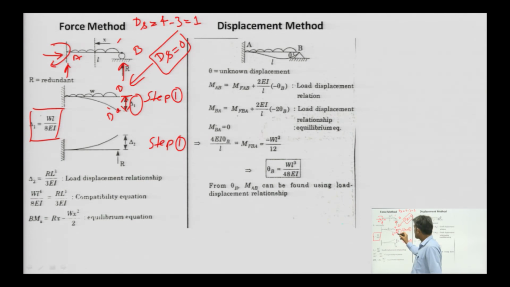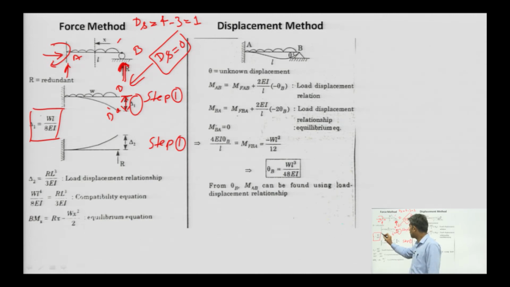If it is determinate, then everything we need to find, the displacement, the reaction, the bending moment, the shear force, we can calculate very easily. This is step number 1: release the force, which means we release this vertical reaction, and we calculate the value of the displacement along this force, which is delta 1.